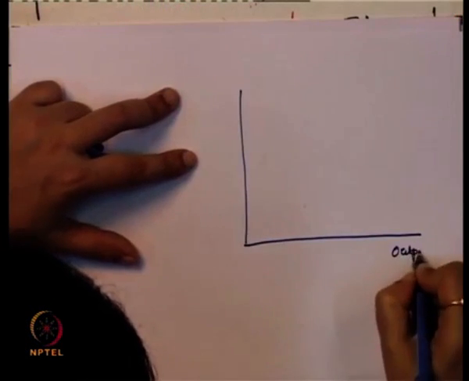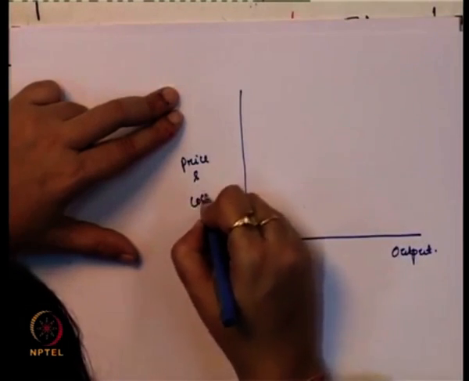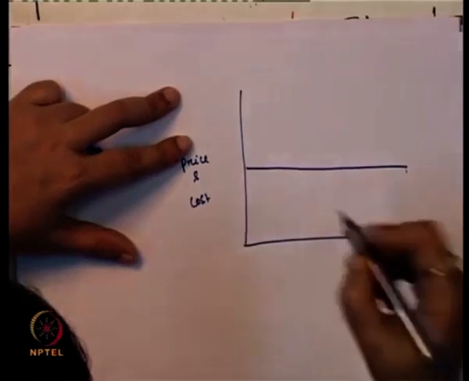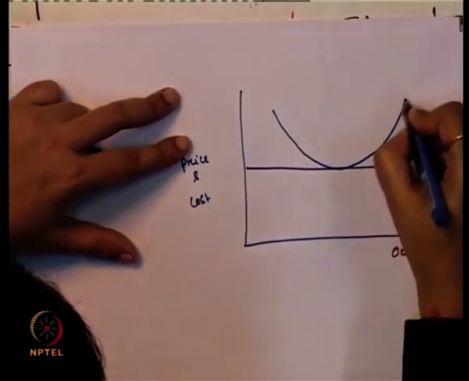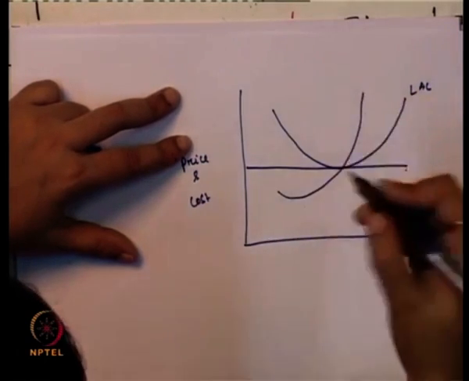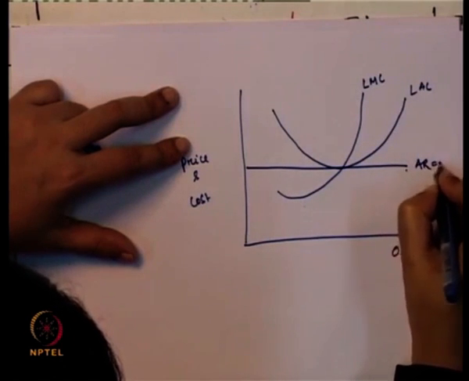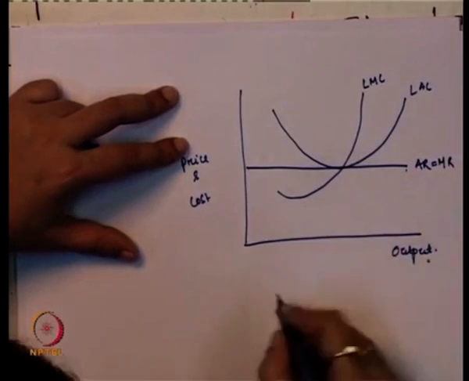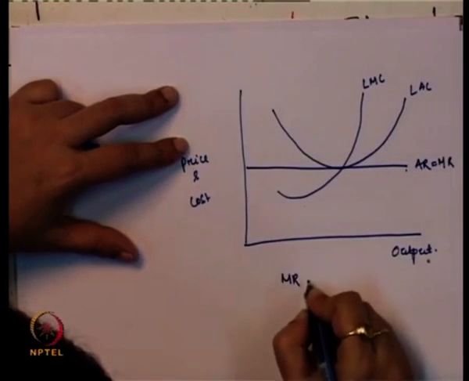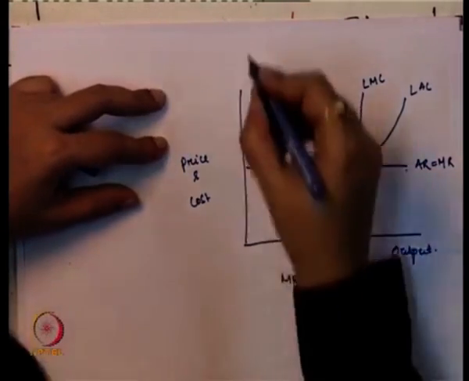And how is the price decided in the long run? Here again we take output on the x axis, price and cost on the y axis. This is the long run average cost, this is the long run marginal cost, and this PL is where average revenue is equal to marginal revenue. So, the price is decided on the basis of marginal revenue and marginal cost.